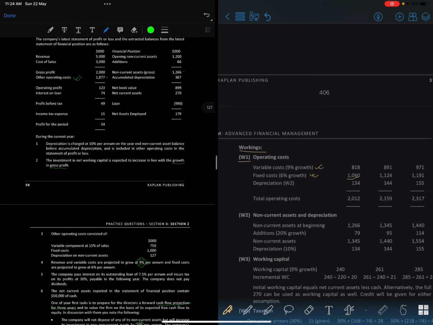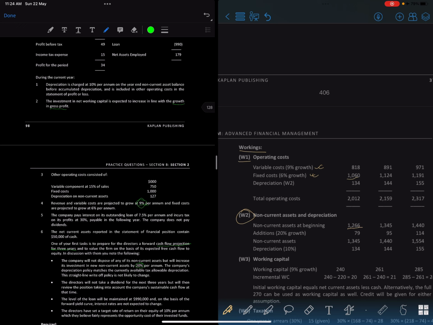For depreciation we need to do another working, but depreciation is normally 10%, and we need to do some addition on that as well. In the first year our non-current assets were 1266. Additions are going to grow by 20% per annum, so 1266 into 0.2.